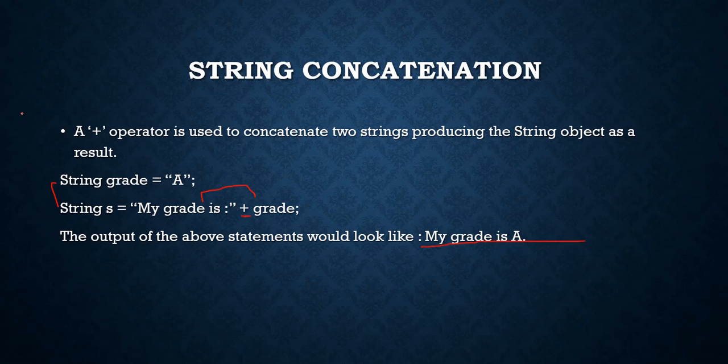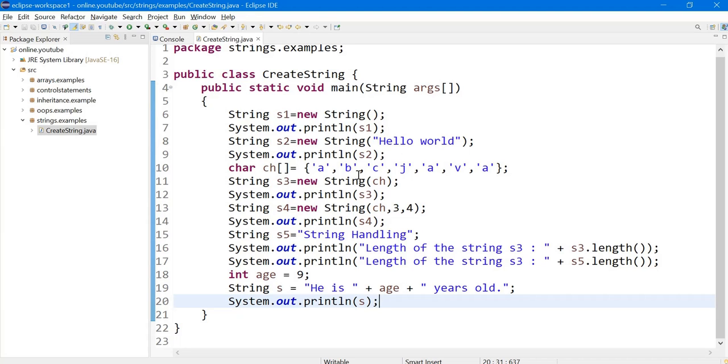So let us go through a code illustration of the topics that we discussed until now. So here is the code, and as we discussed, this is the first constructor to create an empty string. This will create an empty string, and I am printing the string s1 onto the console. The second constructor will create an object s2 which has a value of hello world.